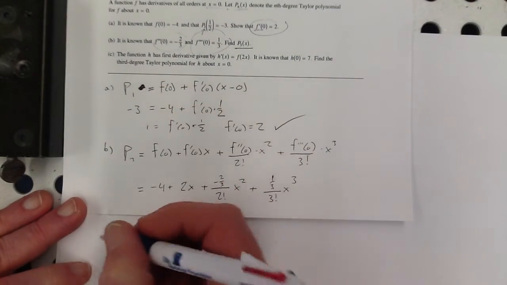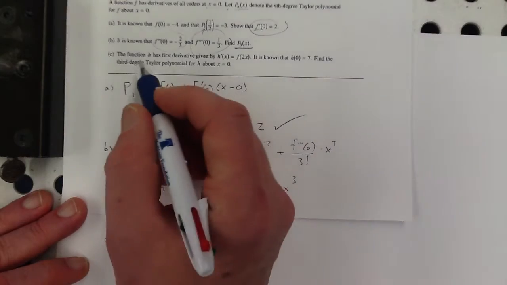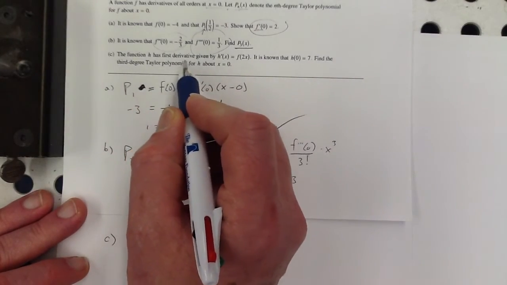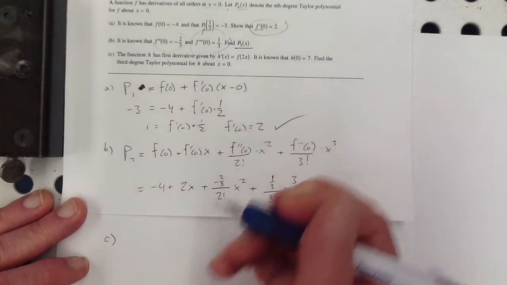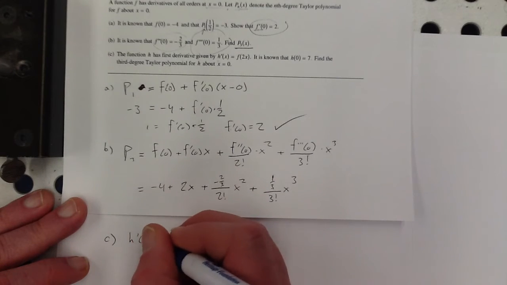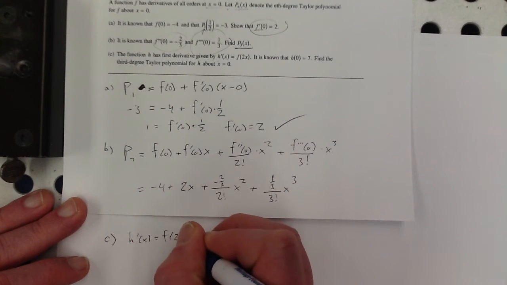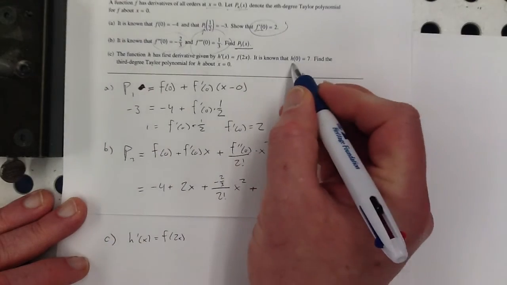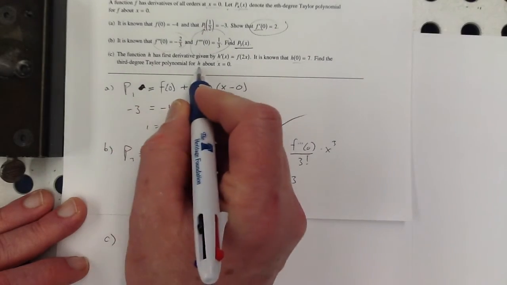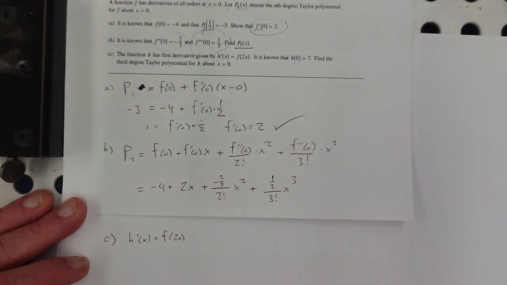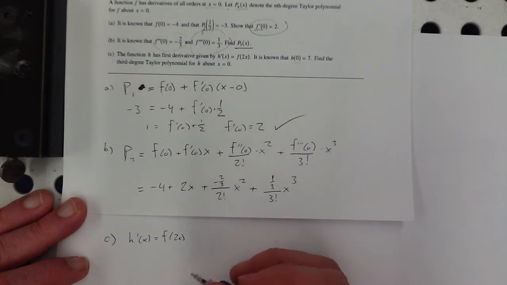And then part C. The function h has first derivative given by this. I'm just going to write that down. And it is known that h of 0 is 7. Find the third degree Taylor polynomial for h about x equals 0. Okay, well, how do you do that?